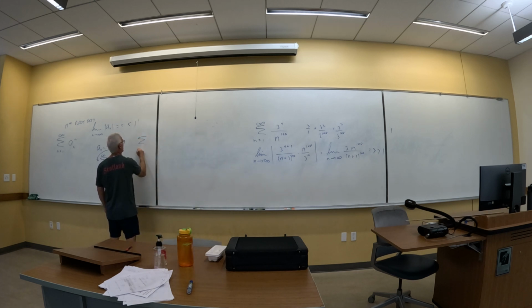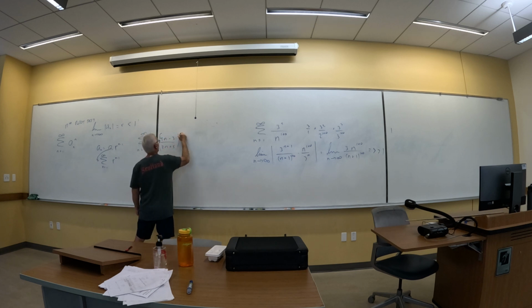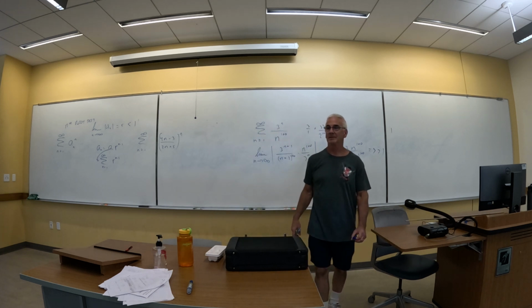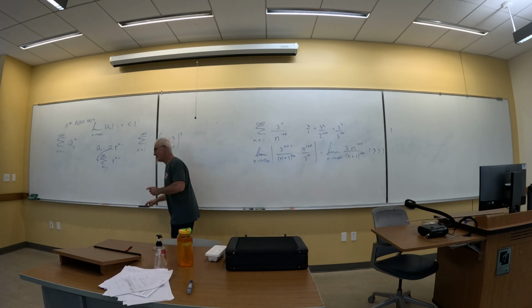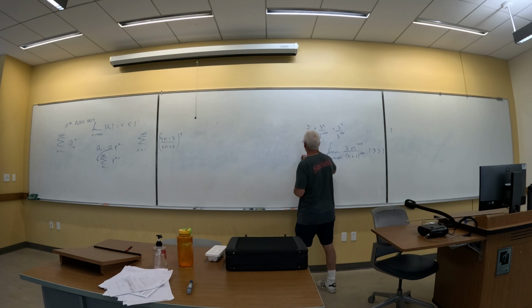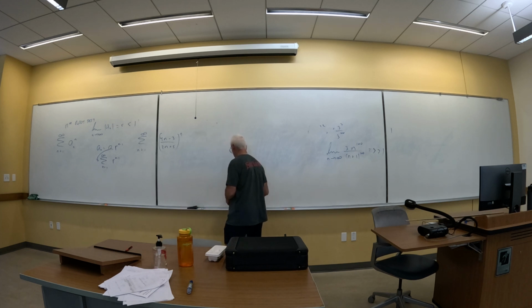I have the sum from n equals 1 to infinity of (4n minus 3) over (3n plus 5), and I'm raising that whole thing to the nth power. Now, just for the heck of it, could we try to use the ratio test on this? Because it is exponential in nature. Could I try the ratio test? Of course I could try the ratio test. Let's see what happens if I do the ratio test.